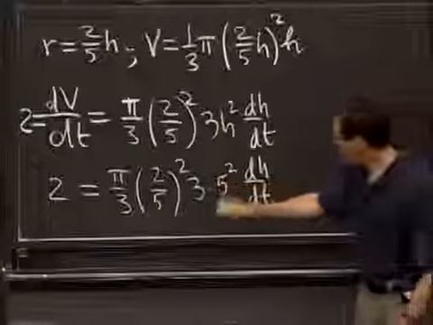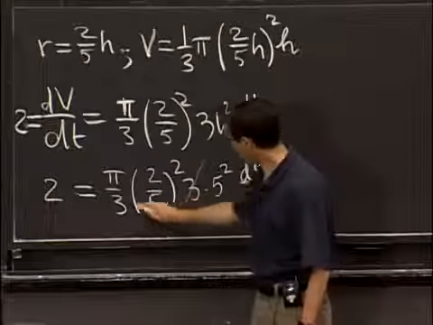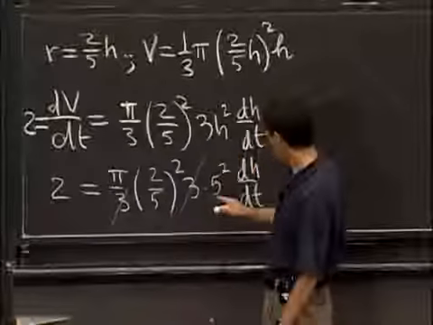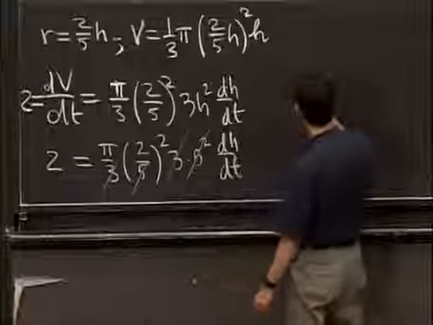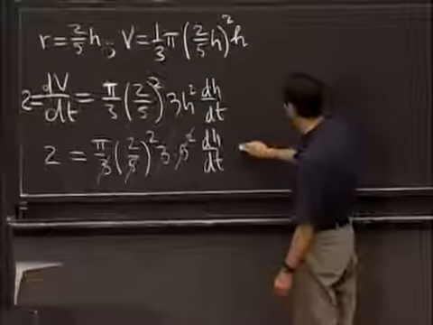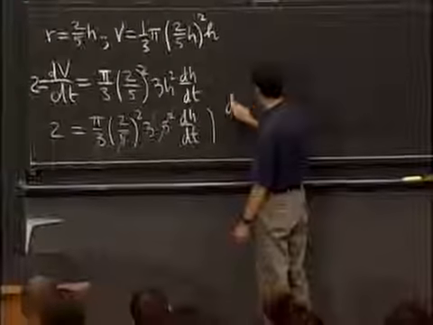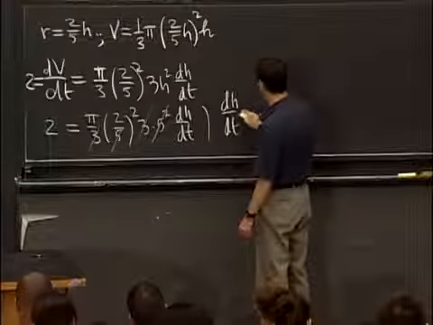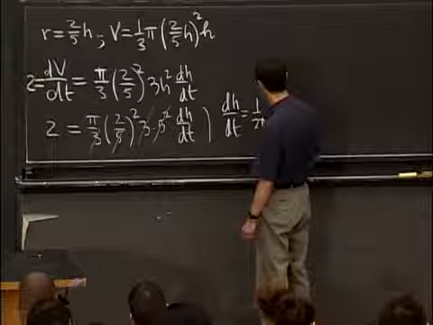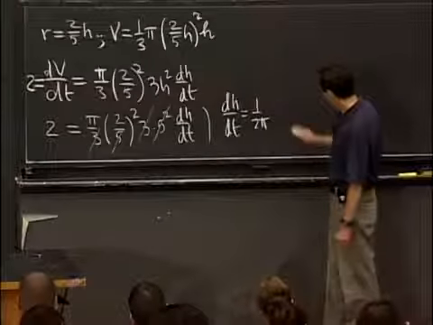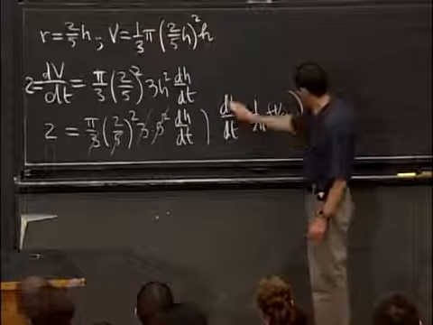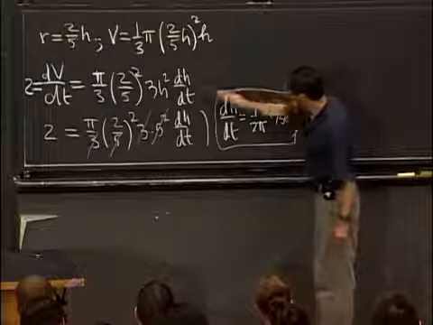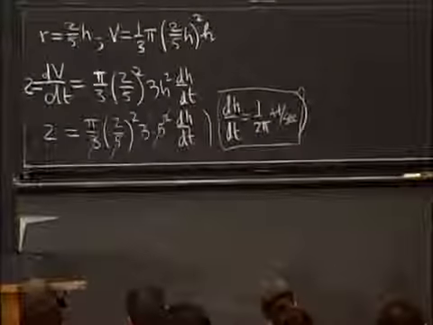And if you do all the cancellations, you see that this cancels this, one of the 2's cancels, well, this cancels this, and then one of the 2's cancels that. So all told, what we have here is that dh dt is equal to 1 over 2 pi. All right? And so that happens to be feet per second. And this is the whole story. All right?